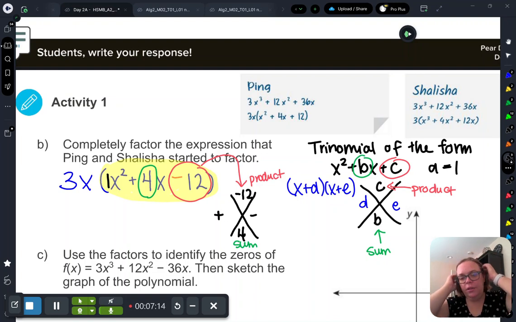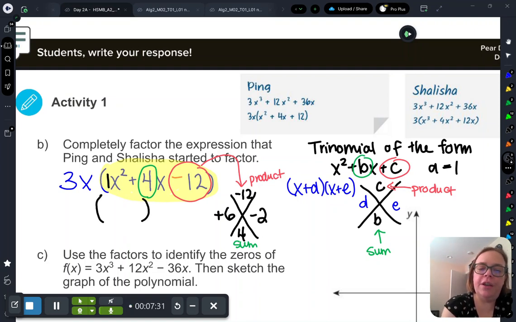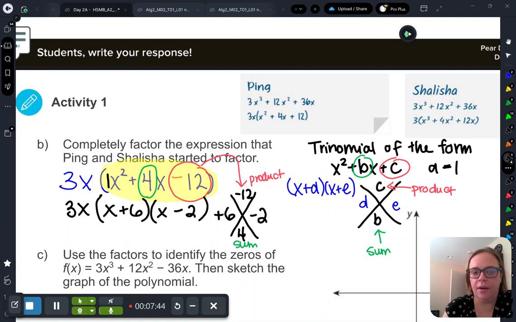And then, so let's see, 12 times 1, 2 times 6. Oh, I think I know what it is. It's going to be a positive 6 and a negative 2, because when you add those together, you get a positive 4. So this is going to factor into x plus 6 and x minus 2. And that GCF that we took out is still there. The 3x is still there.